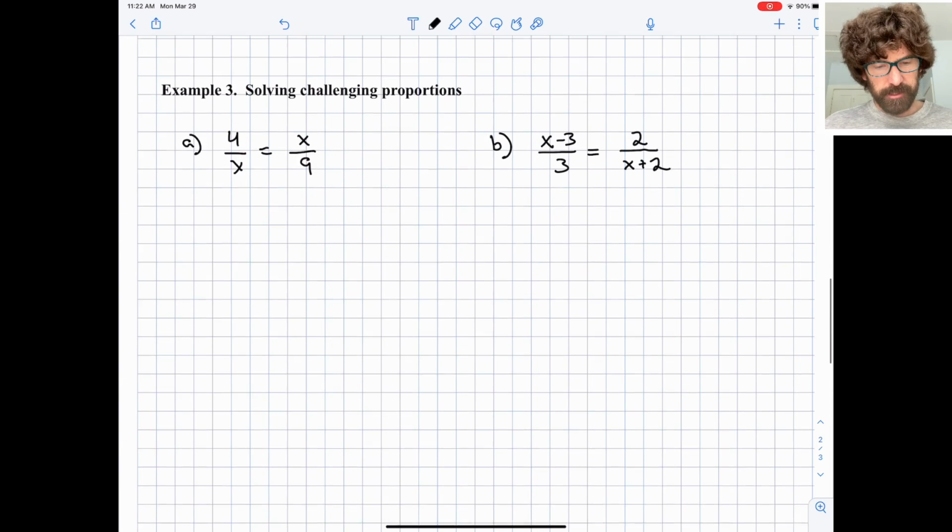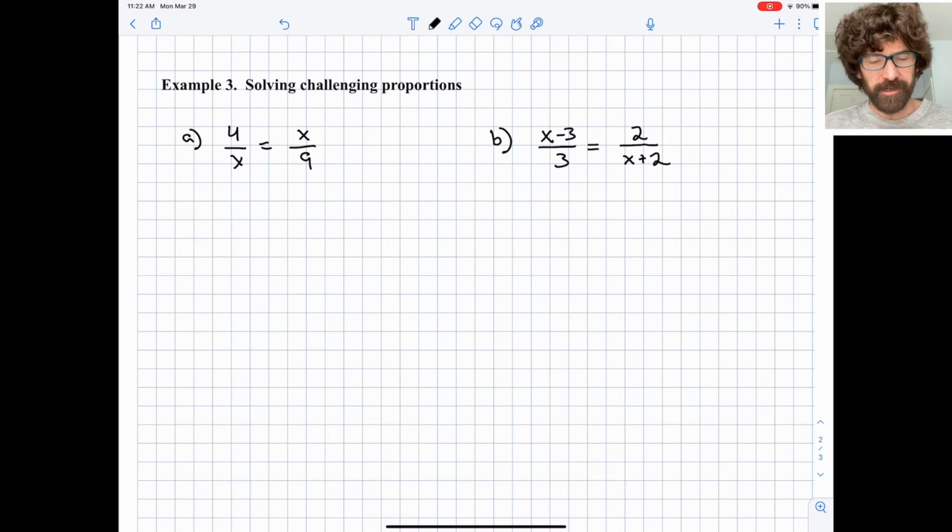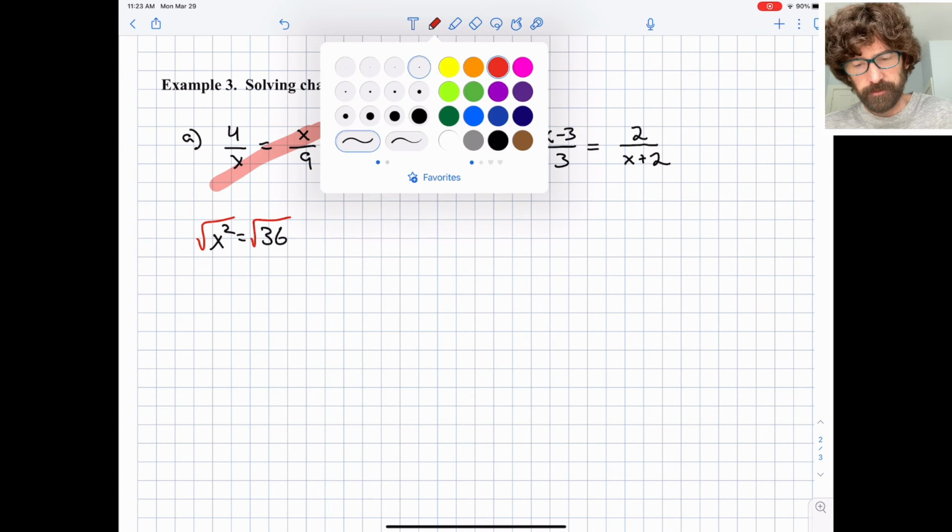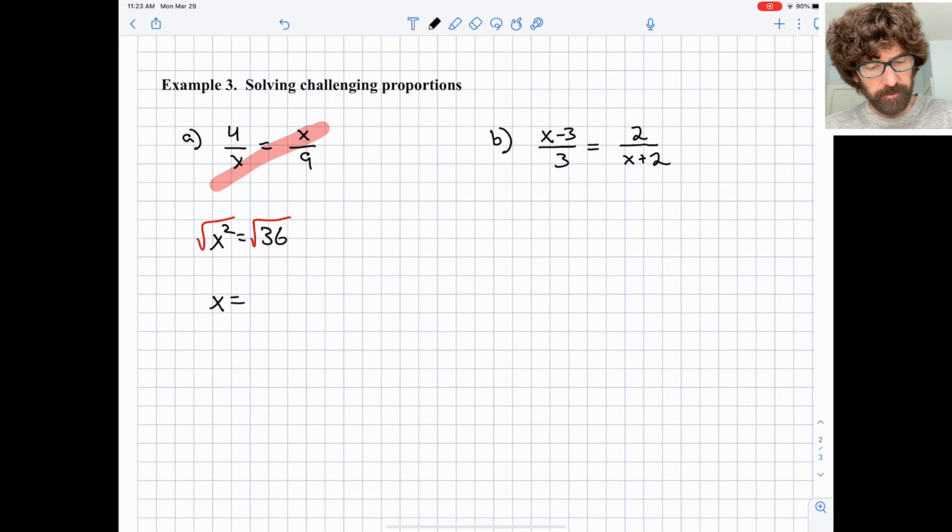And as a last couple problems, we'll up the challenge a little bit to solve a couple challenging proportions. This first one, we have 4 over x equals x over 9. Hope you can see why this might be challenging: we have a couple x's, and if you think ahead about cross multiplying, we're going to get an x squared. So we have x squared equals 4 times 9, which is 36. Let's square root both sides to solve for x. And so I have x is equal to 6.